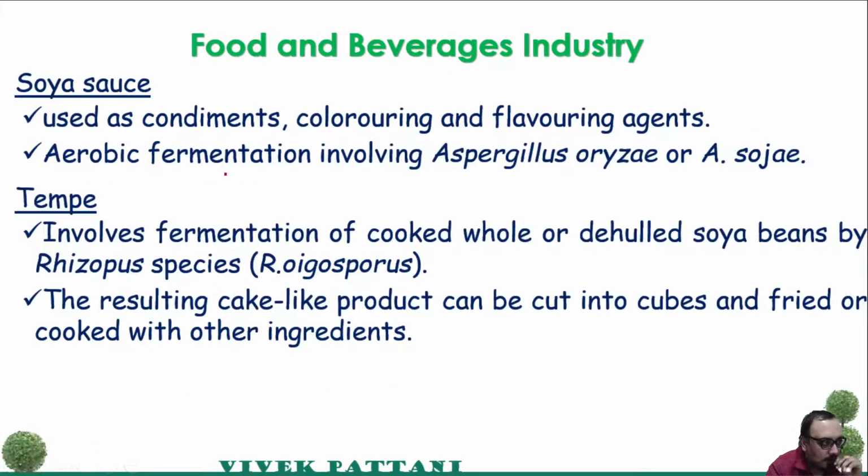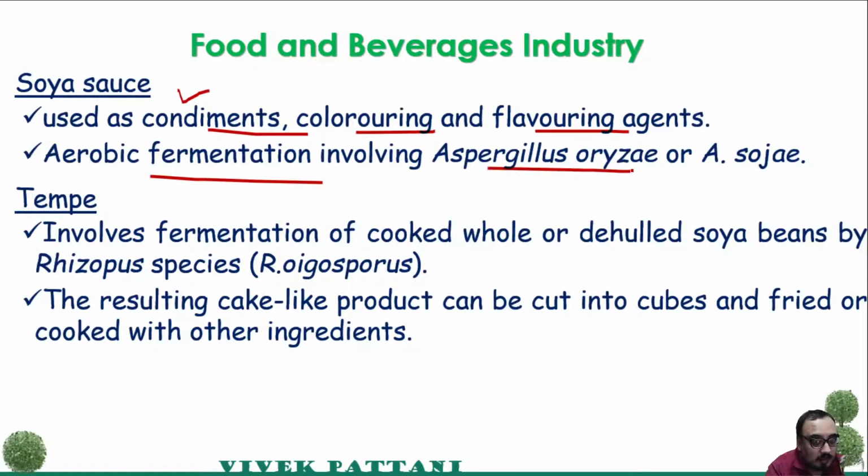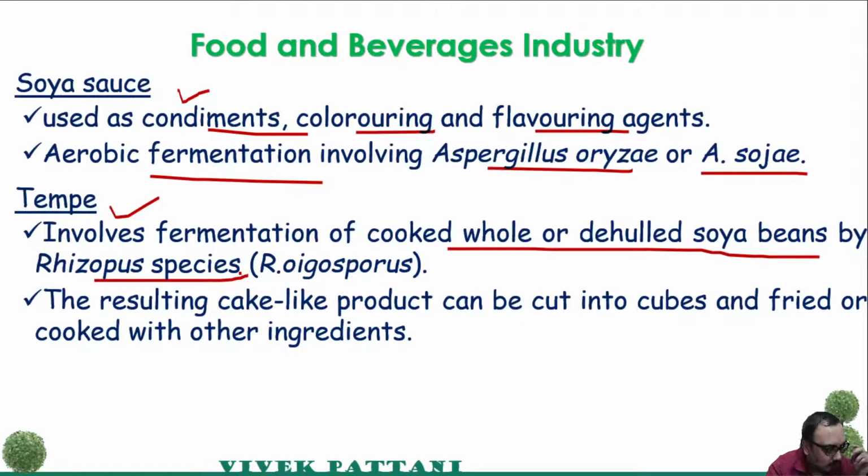Now the next one, soya sauce, used as a condiment or coloring or flavoring agent, is produced with the help of fermentation which involves Aspergillus oryzae or Aspergillus sojae. And the next one is tempeh, which involves fermentation of cooked whole and dehulled soybeans. Similarly, it's again a product of soybean, but a fermented product of Rhizopus species.